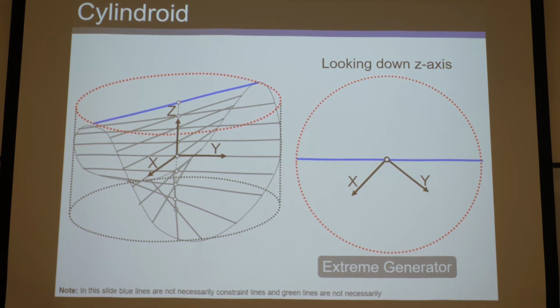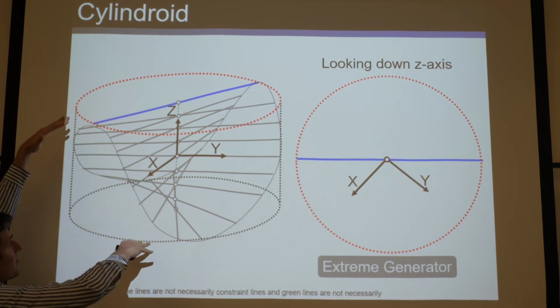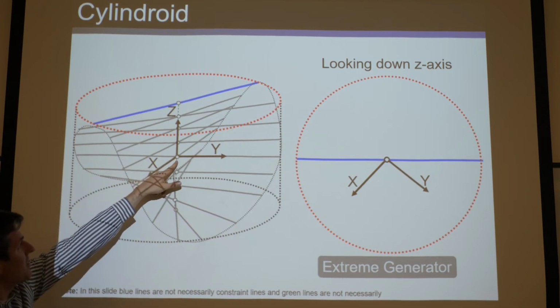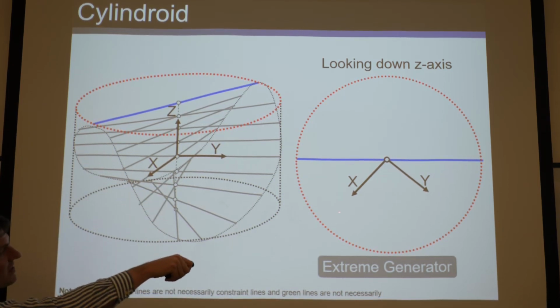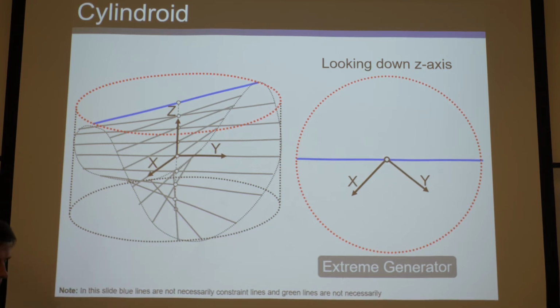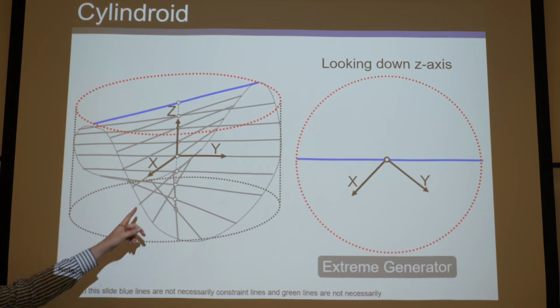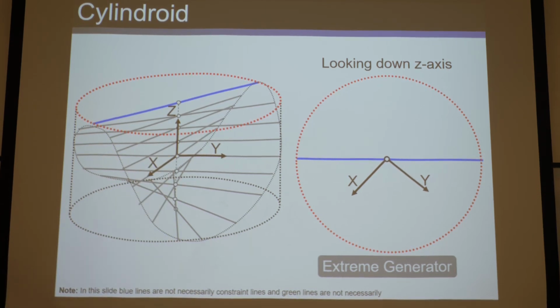This is looking down the z-axis, and you'll see right in the middle, like I said, there's a certain height to the cylinder, and right in the middle is the coordinate system. We're going to say x and y go out like this, and you'll see the extreme generator is always 45 degrees from that x and y coordinate system, if we align z with the axis of the cylindroid.